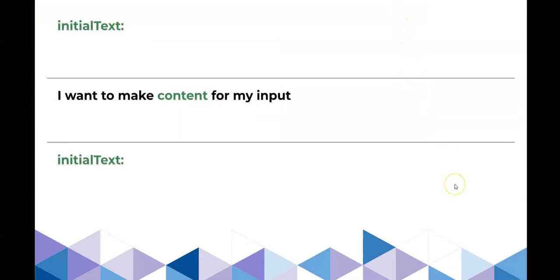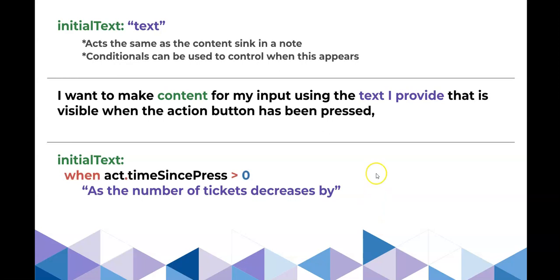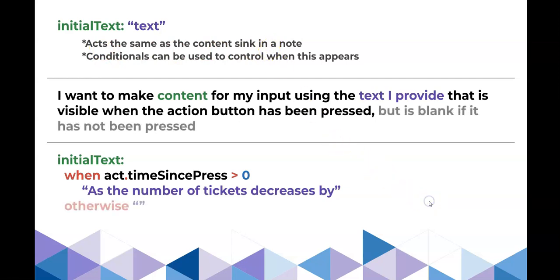Okay, so let's refresh what we did on that sync. I wanted to make content for my input, and I did that using the initialText, using the text that I provided. So I gave it the text that I wanted to put in, and I wanted to make it visible when the action button had been pressed. So that's when the act time since pressed is greater than 0. So remember, this sync acts just like the content sync, and conditionals can be used to control when it appears or doesn't appear. But I wanted it to be blank if it had not been pressed. So that's how we made things work to add those supports in for our students.